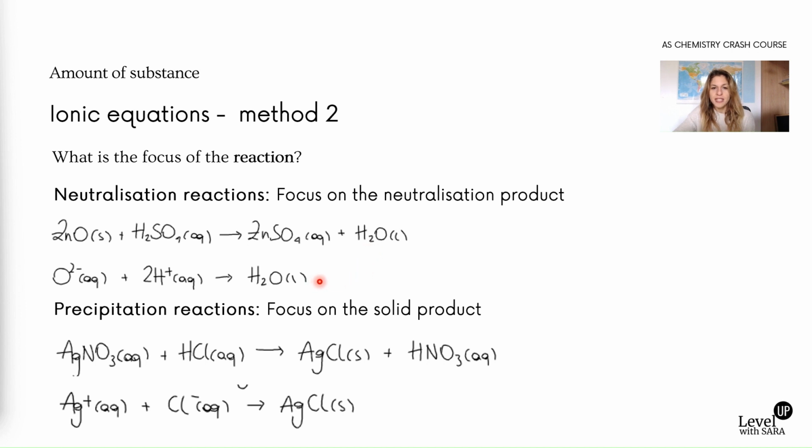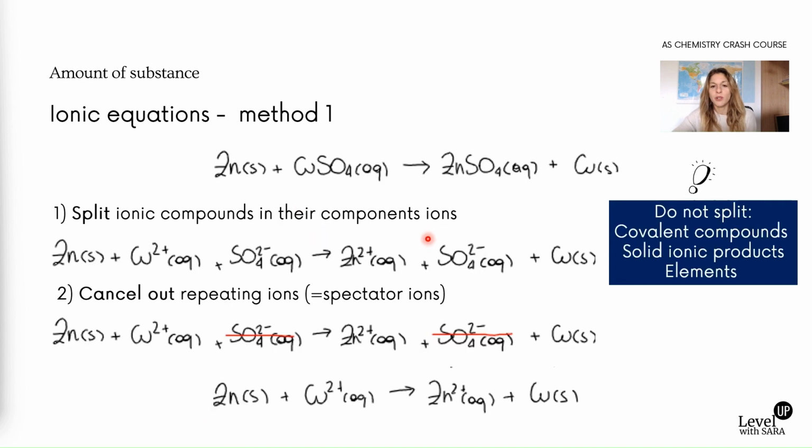And that would be simple. Obviously, think about where the oxygen of the product comes from, the oxide, and where the hydrogen comes from, the acid. The other type is a precipitation reaction, where again we focus on the solid product. In this case we have silver chloride being the solid, so the ions that make that up would be the ions in the ionic equation. If we want to use the first method for those reactions, it's really important to remember what we split and what not. Remember that we do not split covalent compounds, solid ionic products, and elements.